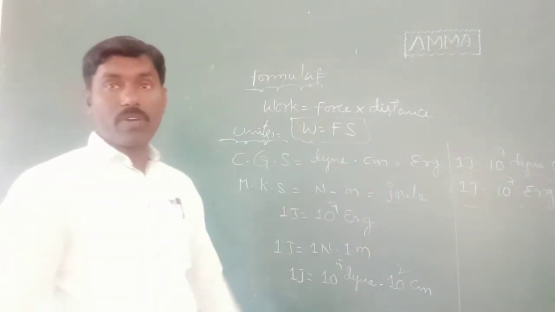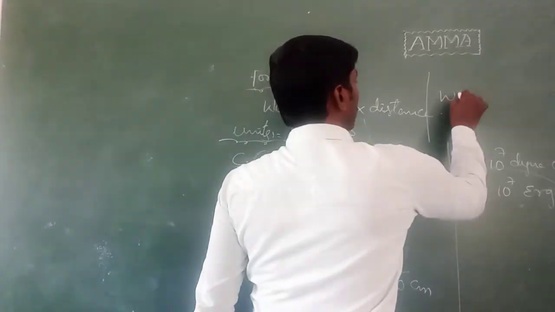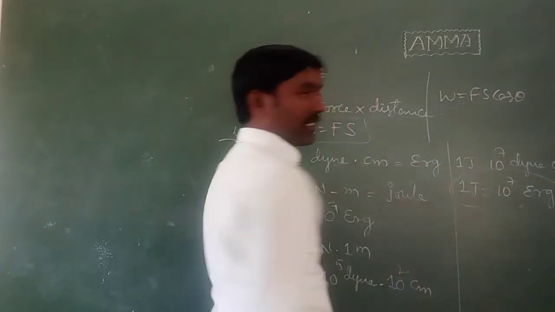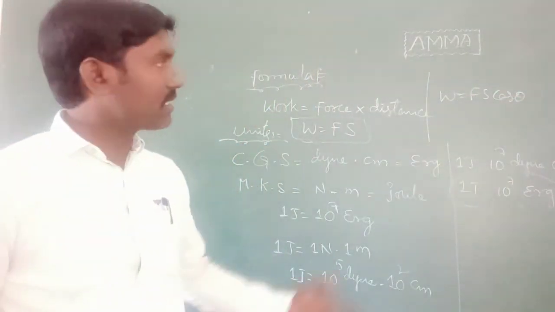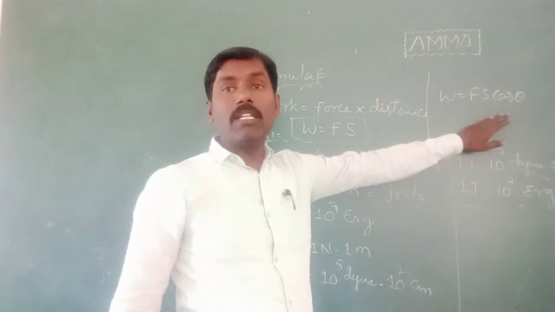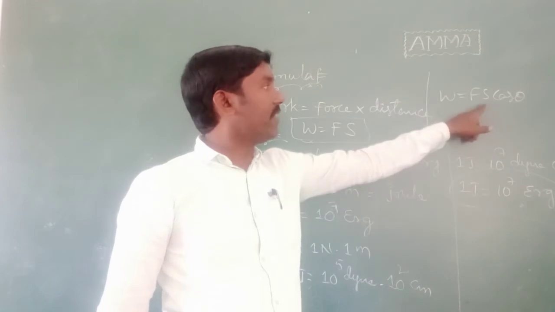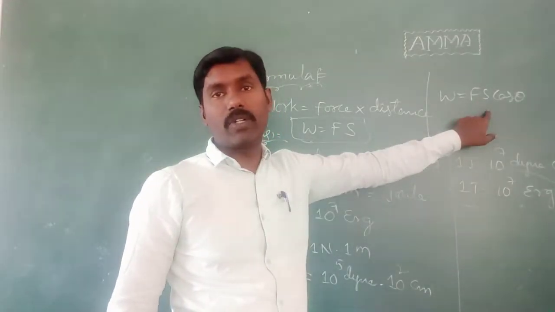And one more formula also there: W is equal to Fs cos theta. What does it mean? When an angle is made between the distance and the applied force, then we have to consider this formula. Okay?